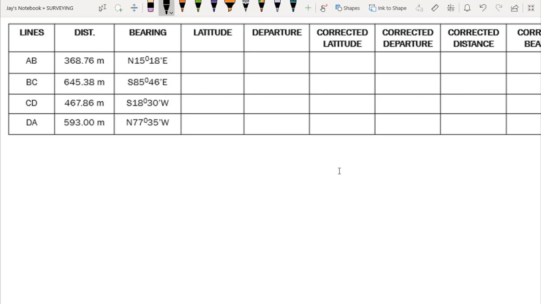Our goal here is to adjust this traverse, but the first thing we should do is to compute the error of closure. If we find out that it has an error of closure, then that's the time that we apply transit rule or compass rule. But if there is no error of closure, then there's no need for adjustment. Again, we have two different methods, compass rule and transit rule. But in this video, let's begin with compass rule.